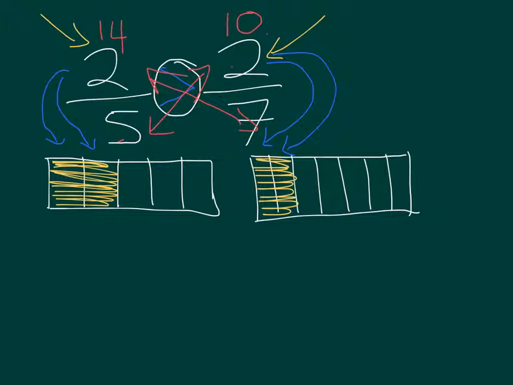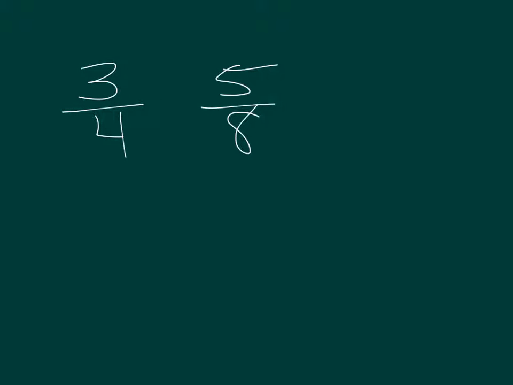Well, we're not done yet. We still have to figure out how we're going to compare fractions that don't have the same numerator or the same denominator, such as a fraction comparison like this: 3/4 versus 5/8. How are you going to do that?